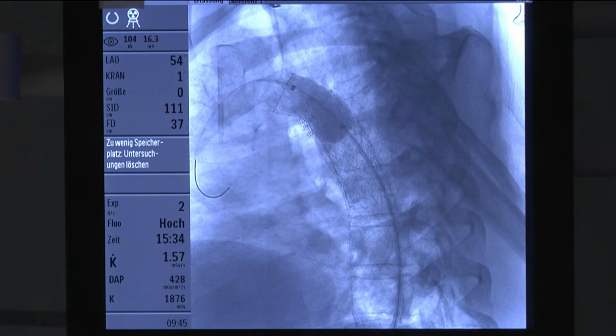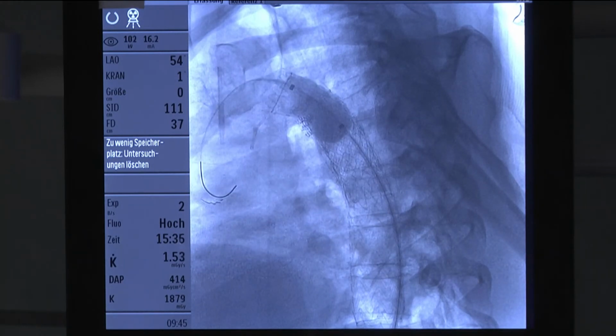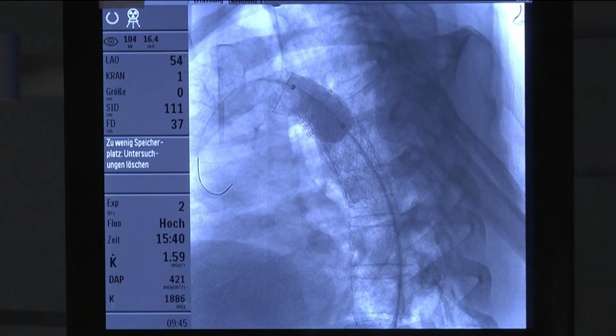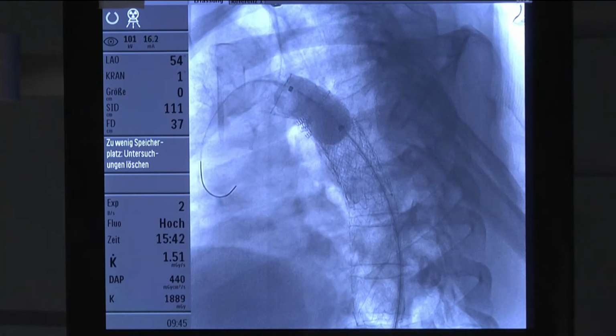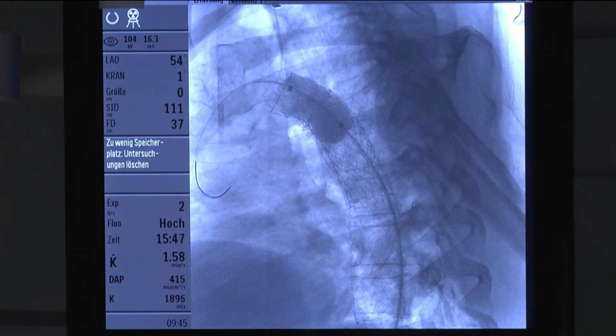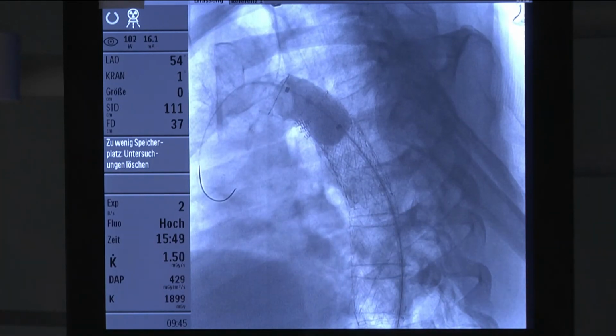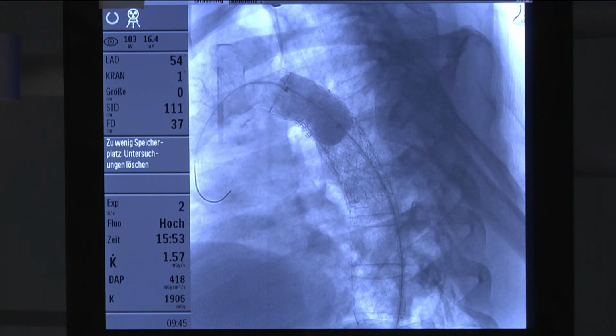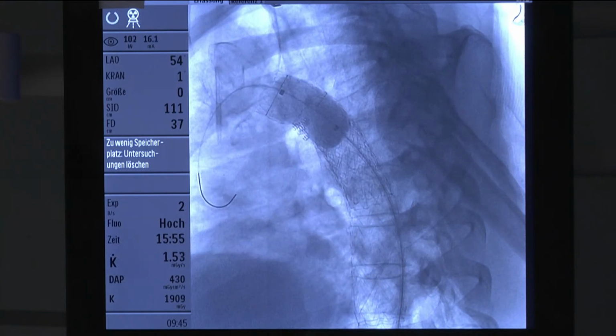Next syringe, please. The aorta is closing, isn't it? You lowered the blood pressure before? Yes, the blood pressure was at 80 systolic before doing this maneuver. And we have now dilated our stent graft. It seems to be okay.